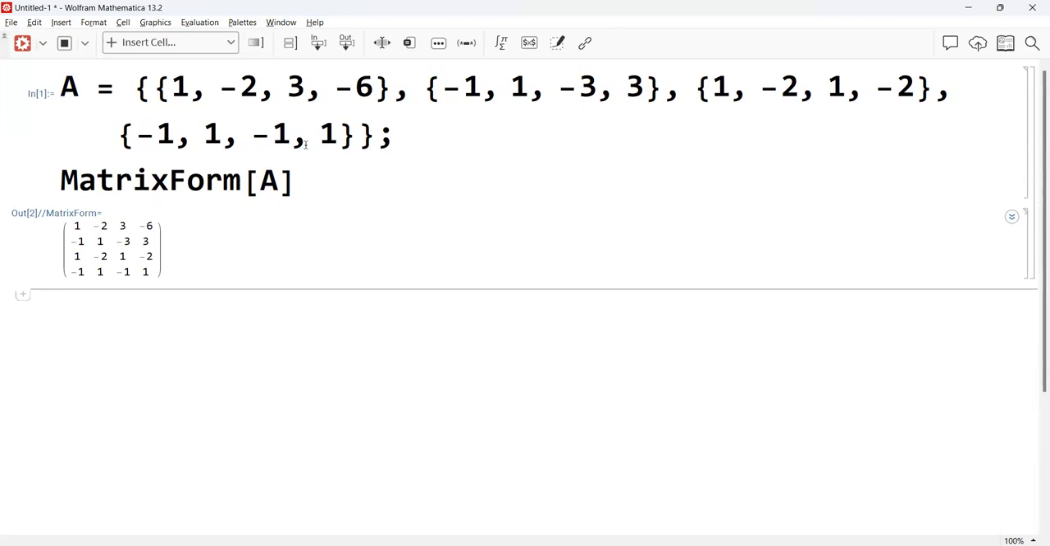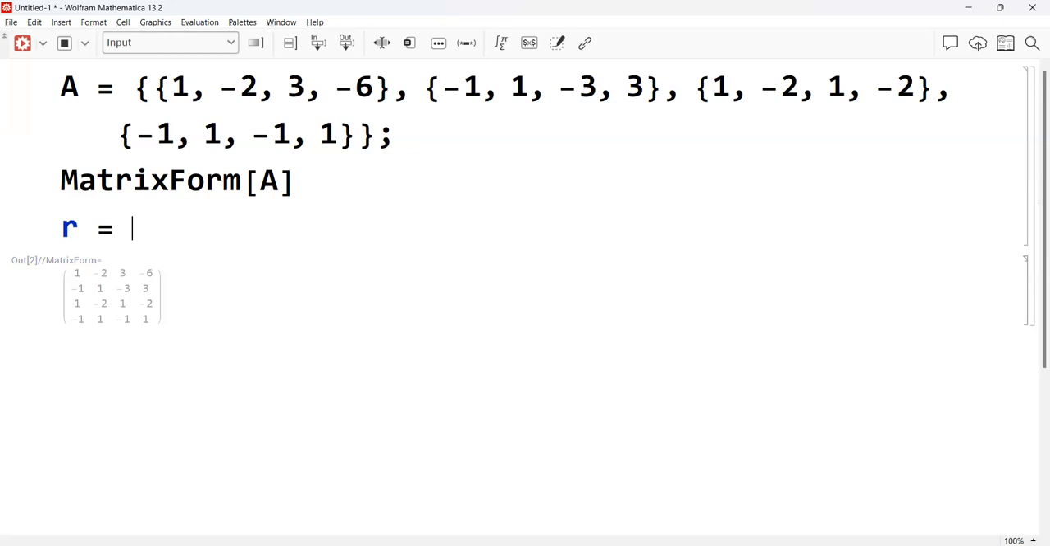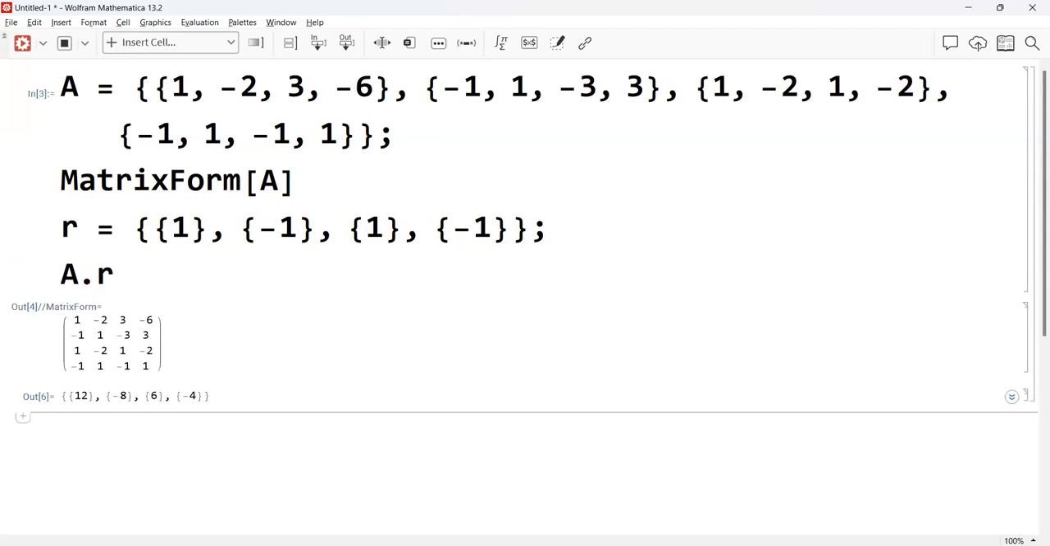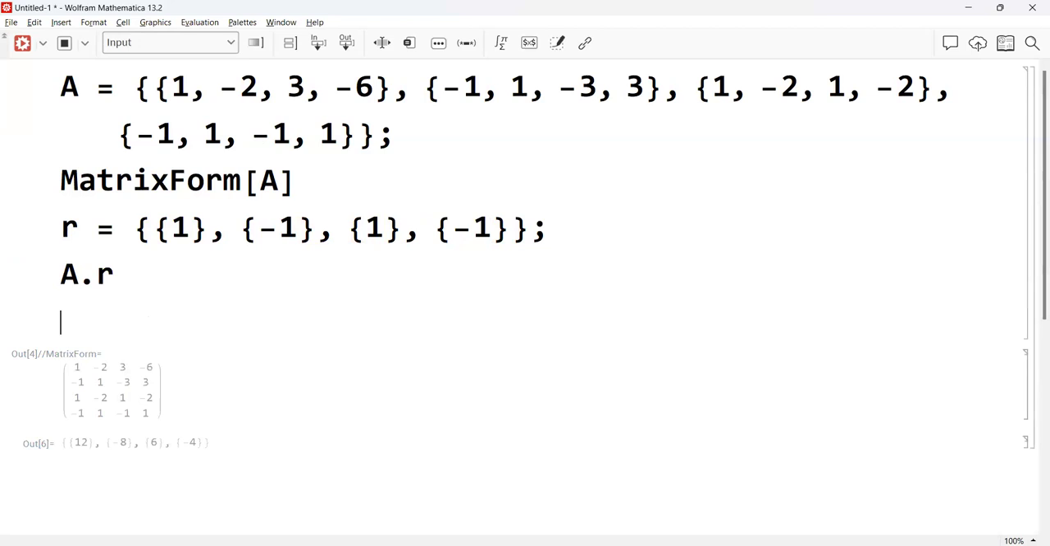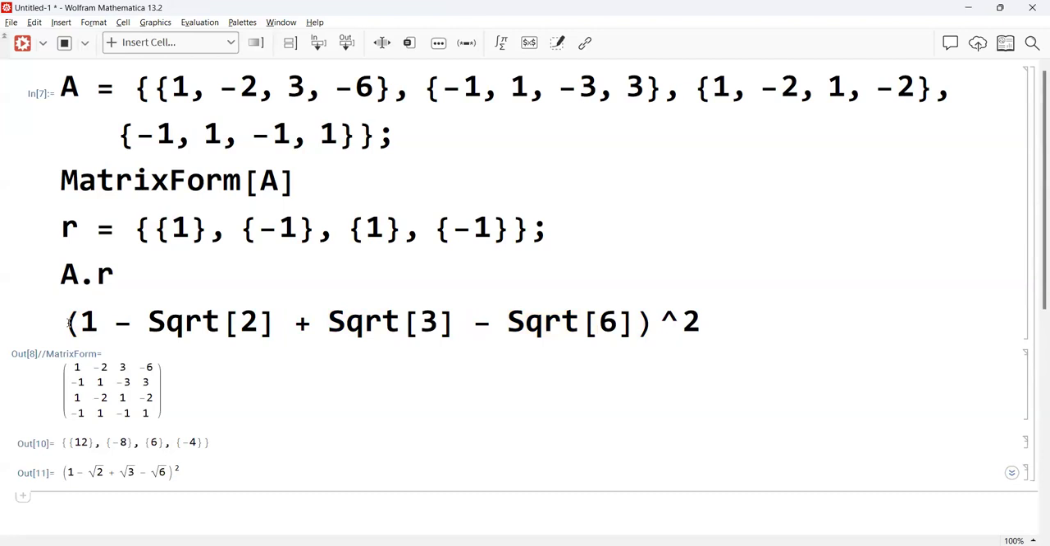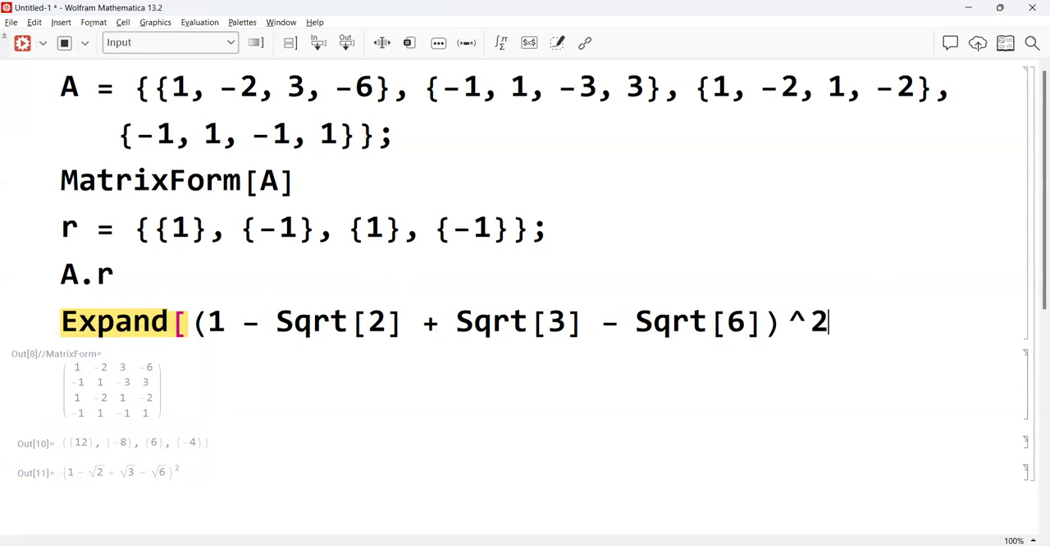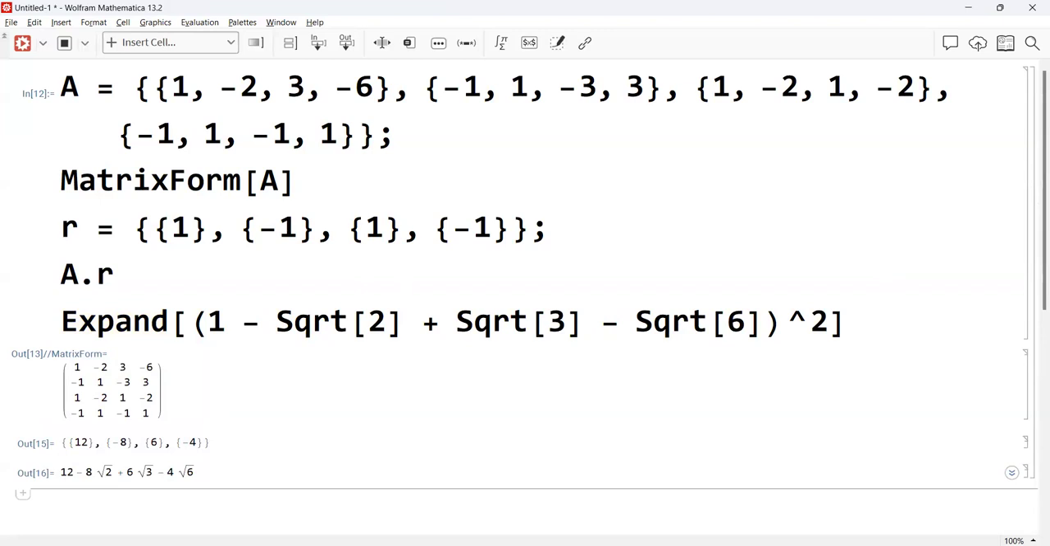And then I can look at, let's let R represent the vector. It's going to be 1, negative 1, 1, negative 1. And then A dot R. Let's see, did we calculate R squared? I don't think so. So we can look at 1 minus the square root of 2 plus the square root of 3 minus the square root of 6. We can square that, and now do Expand. Expand is a great command in Mathematica that says just do out all the multiplication. And we have 12 minus 8 root 2 plus 6 root 3 minus 4 square roots of 6. So I'm constantly checking to make sure, have we made any mistakes?